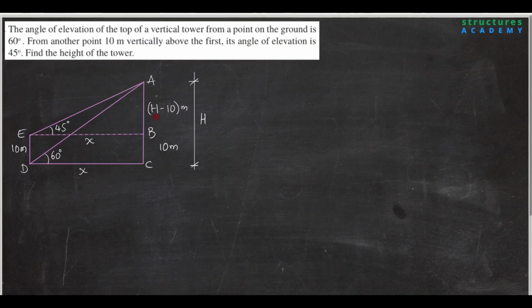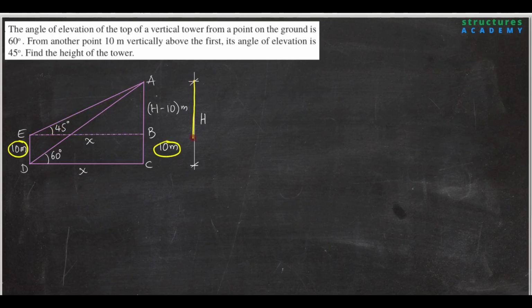Alright, I've drawn a diagram to represent what has been described in the numerical. There is this point right here on the ground from which the angle of elevation is taken to the top of a tower. Let's say this is the tower and the angle is mentioned as 60 degrees. Now there's another point 10 meters above the first point from where another angle of elevation is taken to the same point, and this with respect to the horizontal is 45 degrees.